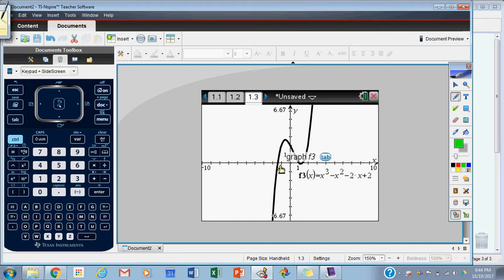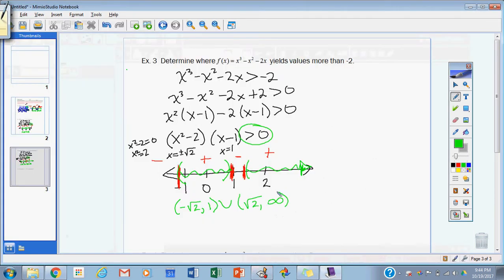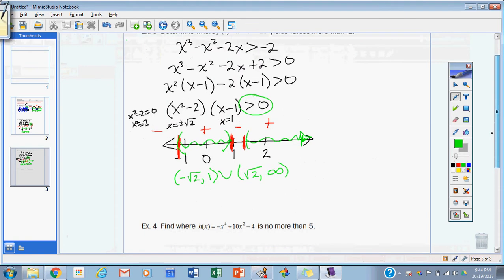So if you go from -√2 all the way to 1, we have values greater than 0 in the function. There's a little gap here where it drops below, but then from √2 to infinity, we actually have exactly everything we're talking about in this problem working out.